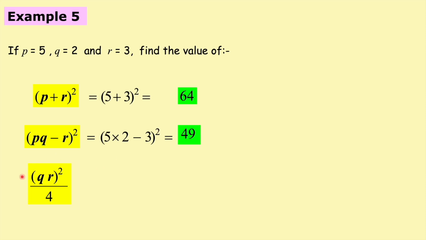And our last example, we've got a fraction in here. You need to understand that fractions are simply just a division. So this means Q times R all squared, and then it's being divided by 4. So we're going to do 2 times 3, replacing the Q with 2, R with 3. So 2 times 3 is 6. That's all being squared, so 6 times 6 is 36. Then you're dividing it by 4 to give you 9.